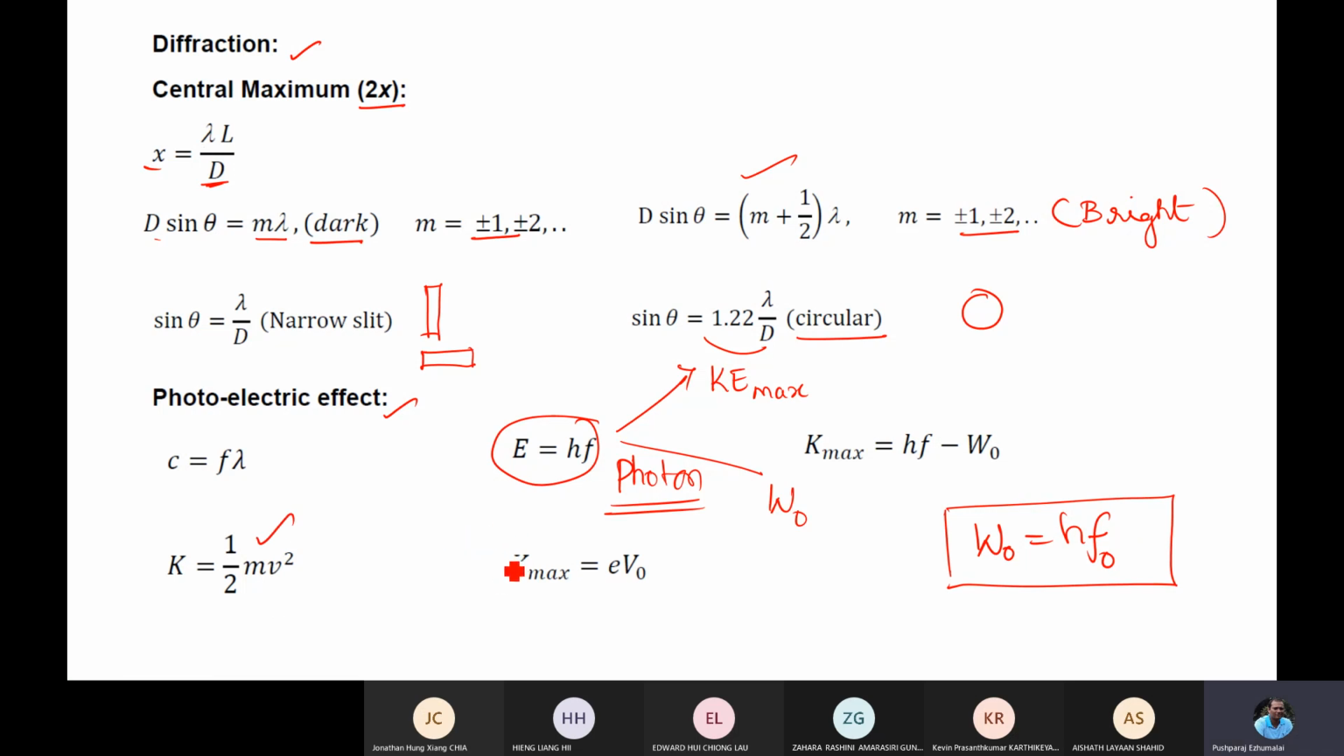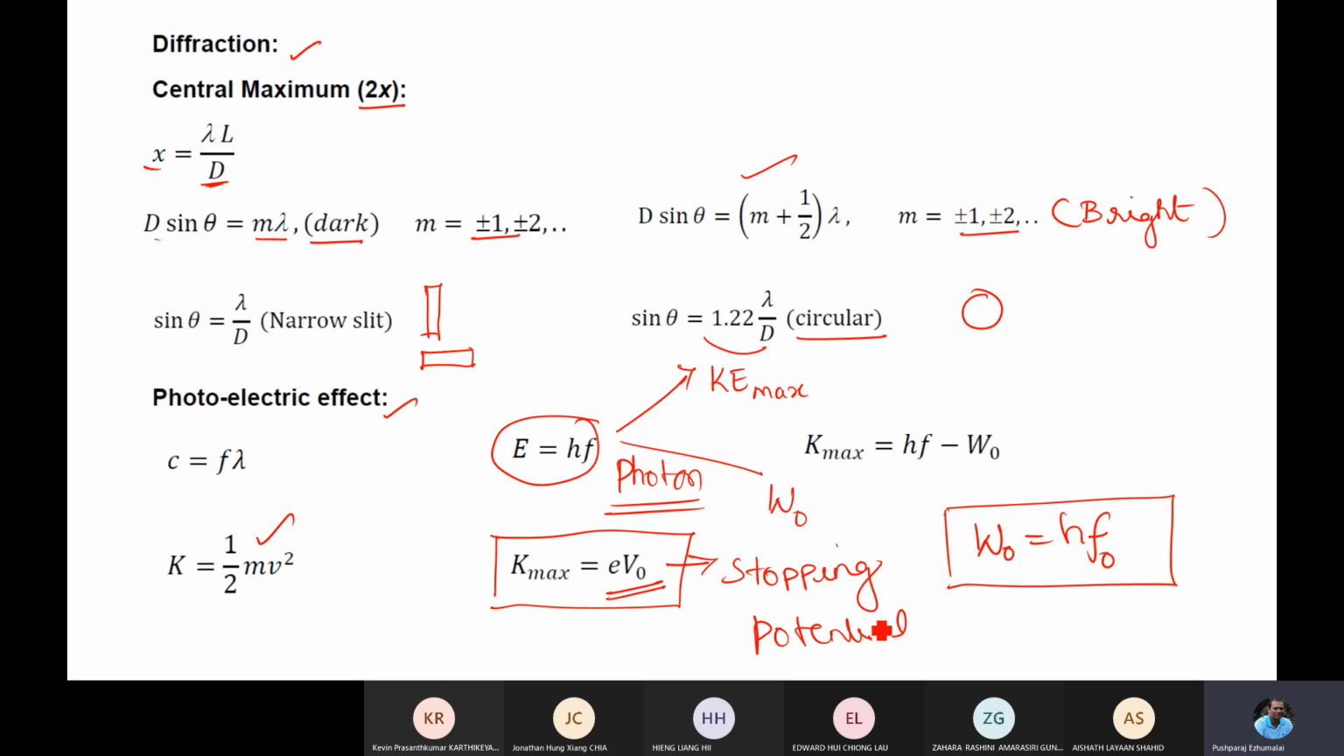To measure the kinetic energy, we need to supply a voltage called the retarding potential or stopping potential. So the stopping potential, e times V naught, is equal to the kinetic energy. These are the formulas we are going to use for today's tutorial session.